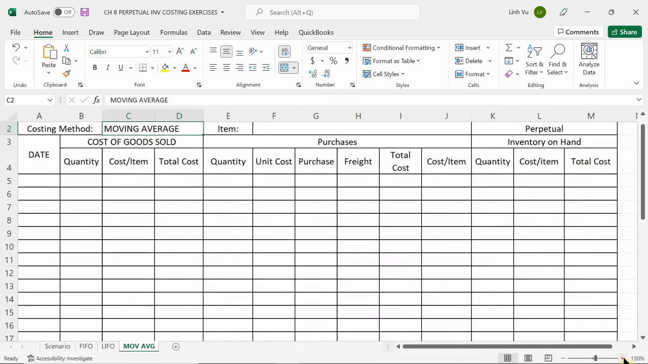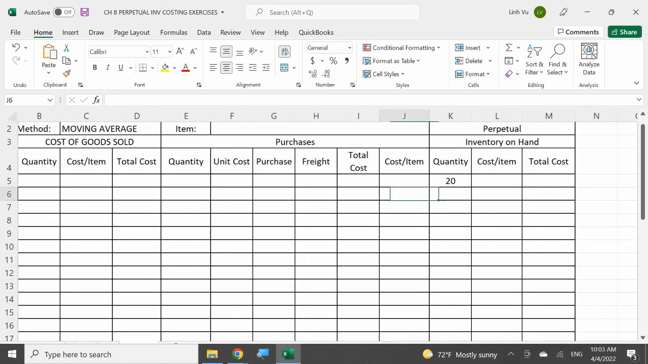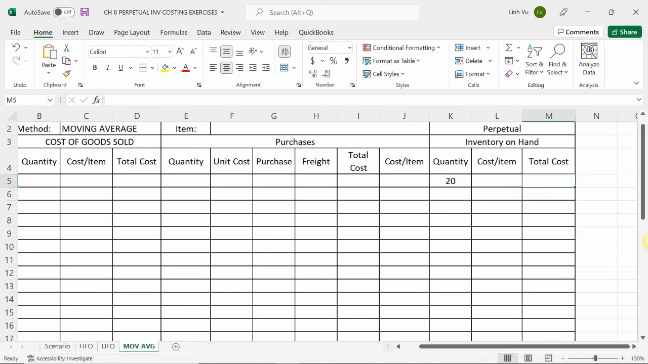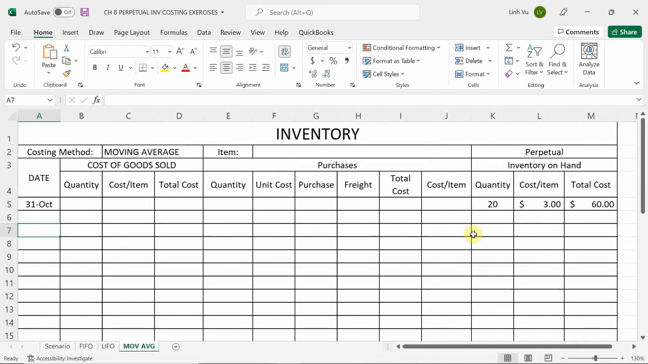And say that on October 31st, right, we're going to skip all of this and go straight to the inventory on hand. We have a total of 20 units at $3 each, which gave me a total cost here. Now, in this case, I cannot put my number here, okay? I have to do my calculation in the middle of my inventory worksheet. So I need to solve for my average cost per item, which in this case, we already know is $3, okay? Okay, so in this case, right, now I need to go ahead and continue. So on October 31st, I have 20 units at a total of $60, which cost me $3 per item, okay?